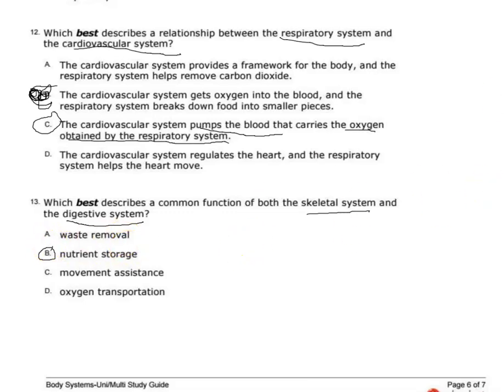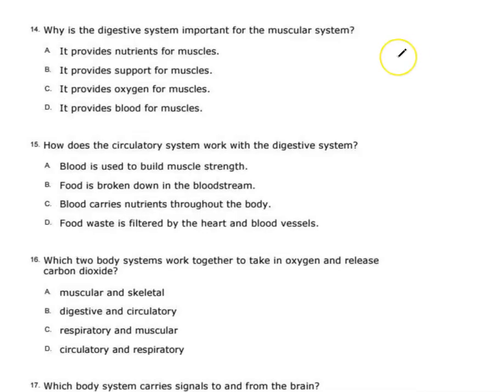Here we go. Moving on. I circled B. 14. Why is the digestive system important for the muscular system? Easton. It is A. It gets nutrients. Support would be the skeletal system. Oxygen would be the respiratory system. And blood would probably be the cardiovascular circulatory system.